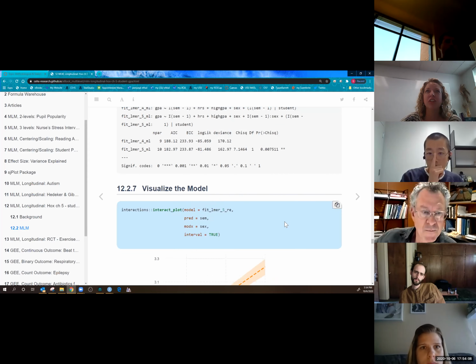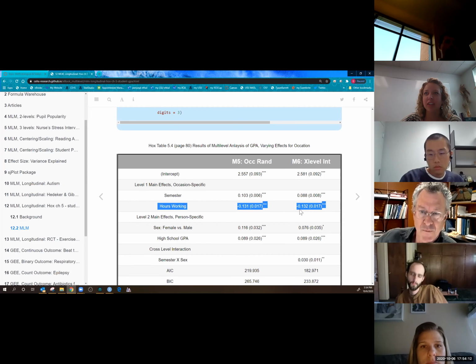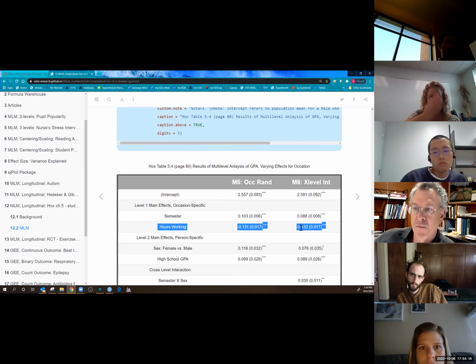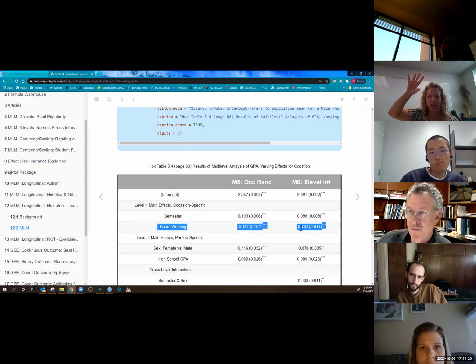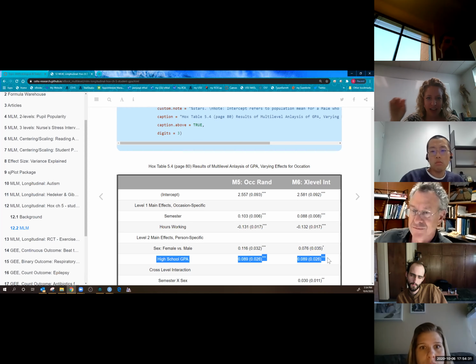No. In fact, if we look up here at hours worked, the estimate is -0.13. So that tells me for each additional hour worked, GPA goes down 0.13 points. But it's not involved in the interaction. What about high school GPA? What's its estimate?